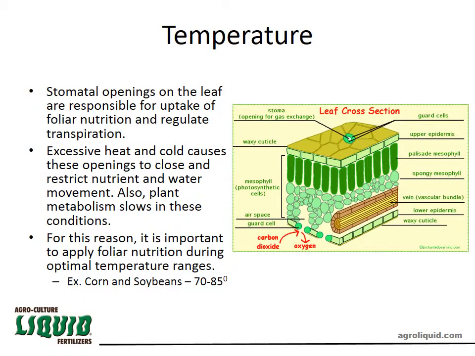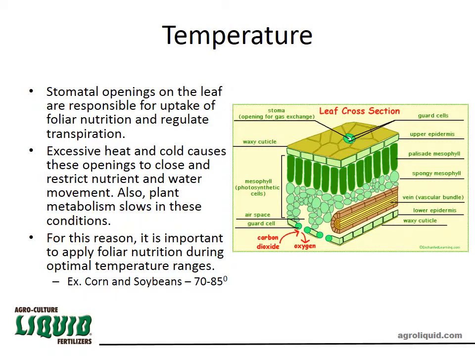So temperature is probably one of the more important factors that influences a foliar application. And the reason for that is mainly due to the behavior of the stomatal openings. Those stomatal openings are responsible for the uptake of foliar nutrition and regulation of transpiration within the plant. They exchange air and moisture across the leaf surface, and they also have the capability of taking in foliar nutrition.